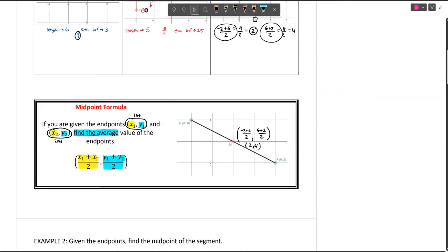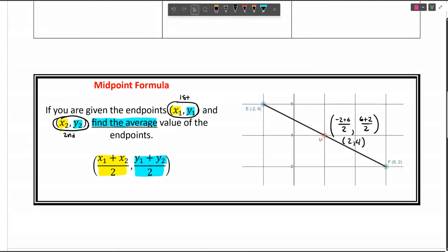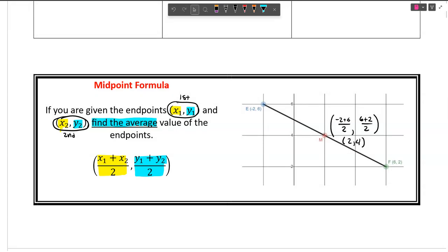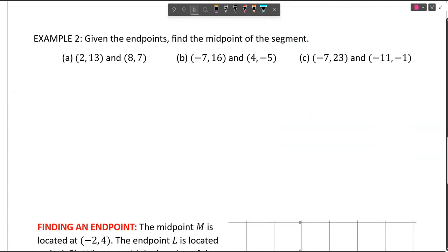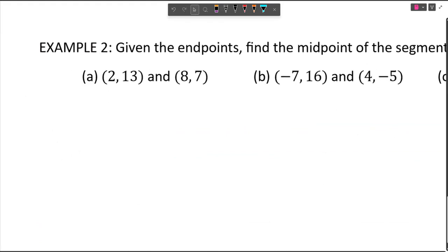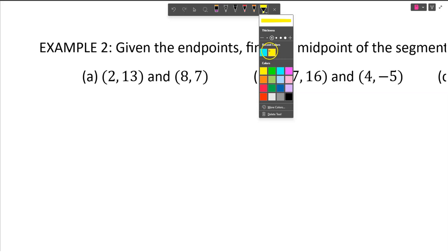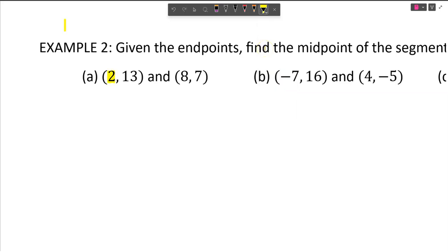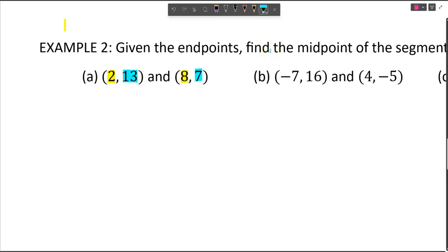So let's try a couple examples using this midpoint formula where we're averaging the x values and then averaging the y values. So here are 3 examples. We'll do the first one together, and then I'm going to have you try the second 2. So for the first one, we have no picture now, so we're really going to have to rely on the formula. 2 and 8 are my x coordinates, and 13 and 7 are my y coordinates.